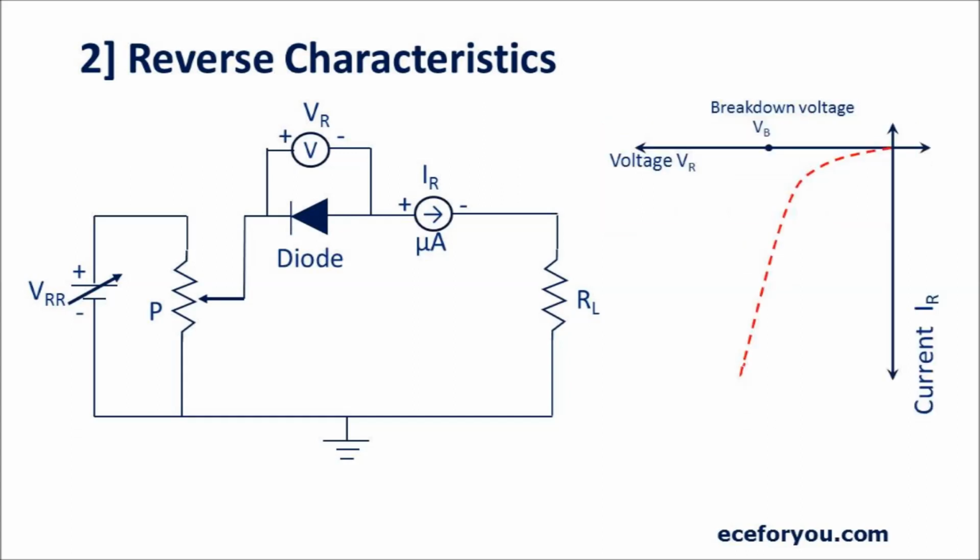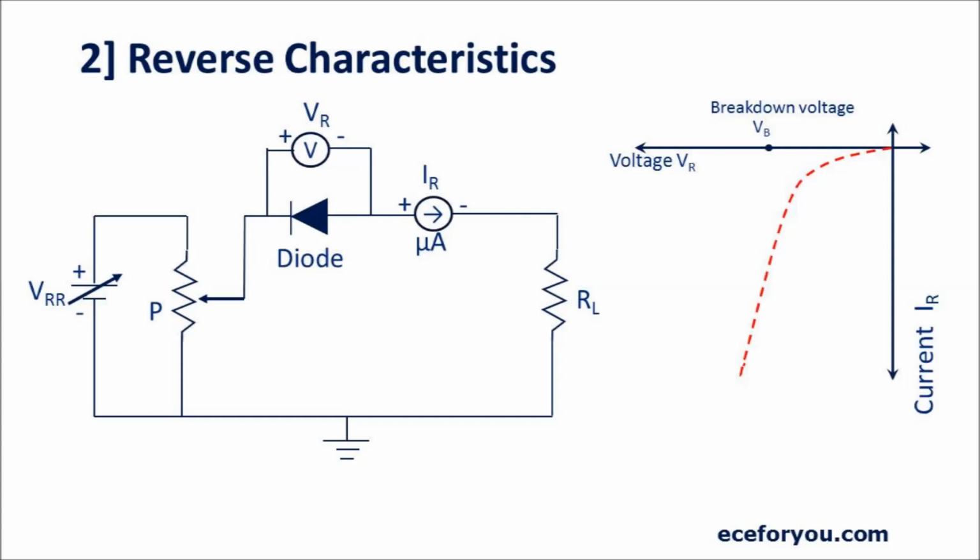A careful look at the reverse characteristics reveals that below the breakdown voltage, the diode current is very small and almost remains constant. This current is also called reverse saturation current I0. It is in the order of microamperes for a germanium diode and nanoamperes for a silicon diode.